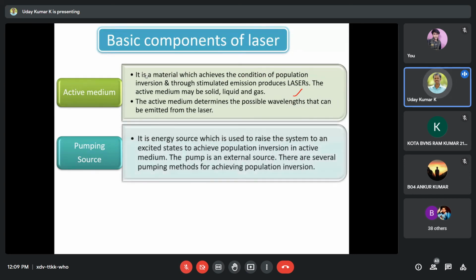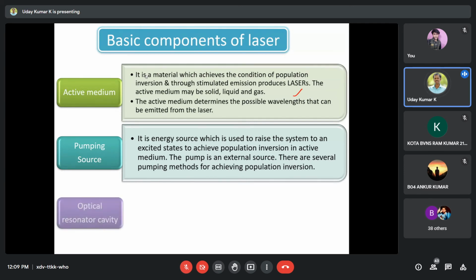Now, the pumping source: as I told you, what is pumping? Pumping is nothing but giving energy to the lower energy level. It is the energy source used to raise the system to an excited state to achieve population inversion in the active medium. The pump is an external source. Please remember, you are giving external energy. There are several pumping methods for achieving population inversion. I'll talk about these pumping mechanisms in the next slide. So the first one is the active medium, the second one is the pumping source.